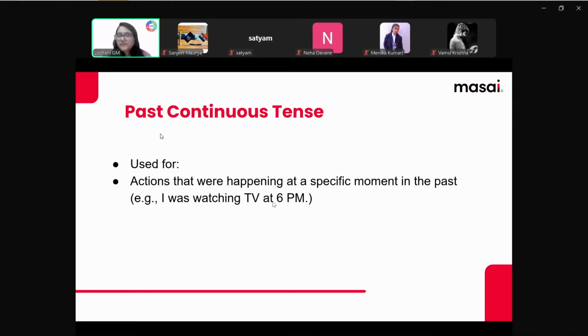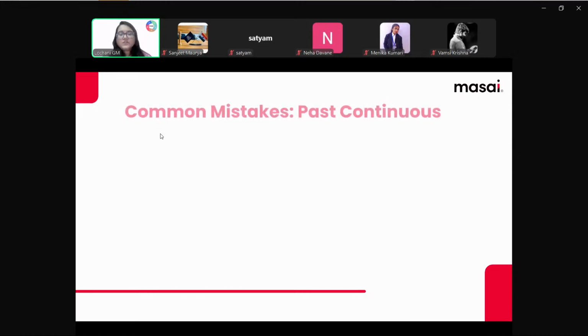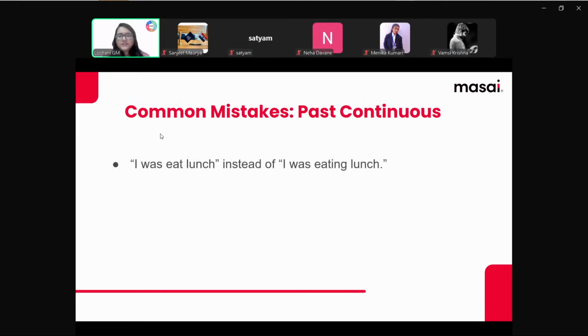So I was watching TV at 6 p.m. They were playing cricket yesterday afternoon. This building was still getting constructed at this time last year. Whenever you want to talk about such ongoing actions in the past at a specific time, you use the past continuous. So, what are the common mistakes to avoid here?